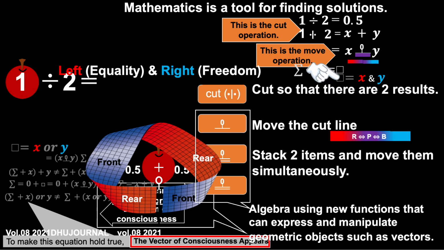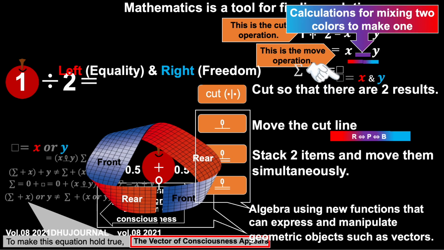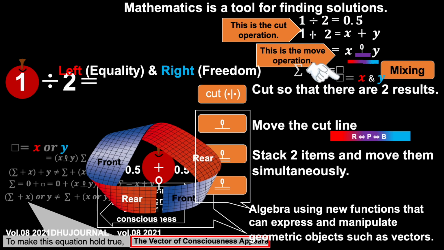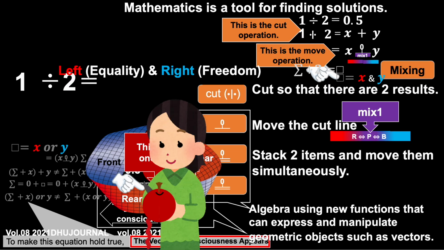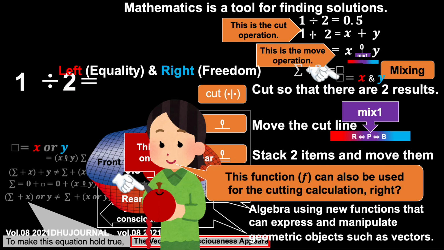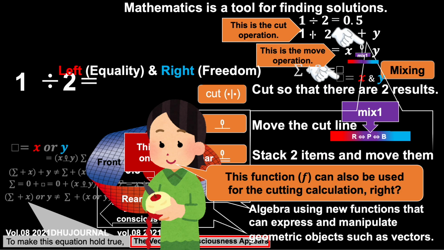If you mix blue and red, you get purple. Let's call this operation mix 1. This purple, combined with the gradient, forms a single uncut Mobius loop. If we think of this loop as an apple, our cut operation, or kirizan, can be applied in various ways, just like peeling the apple to create a completely new state. This ability to transform is the function, represented as f.